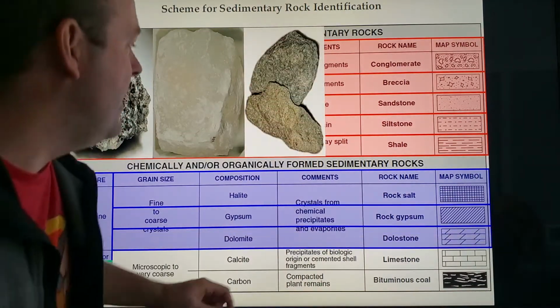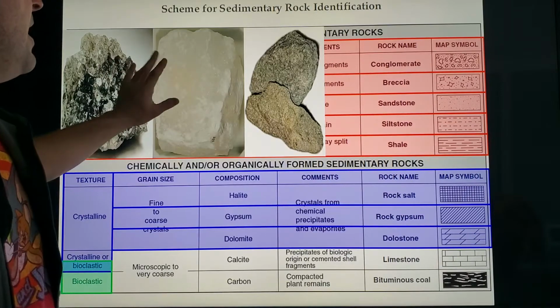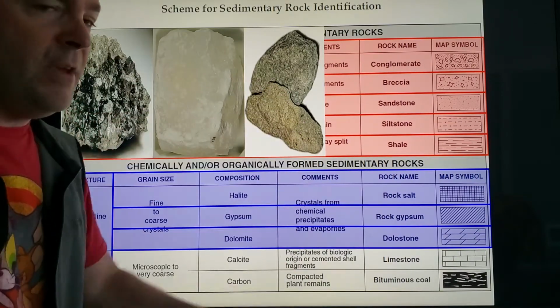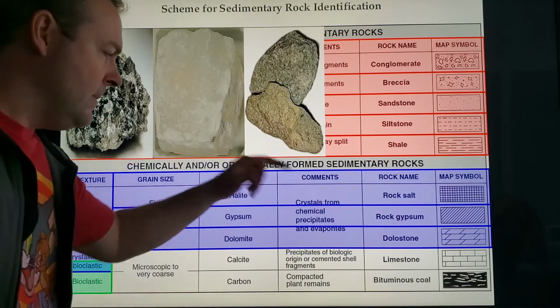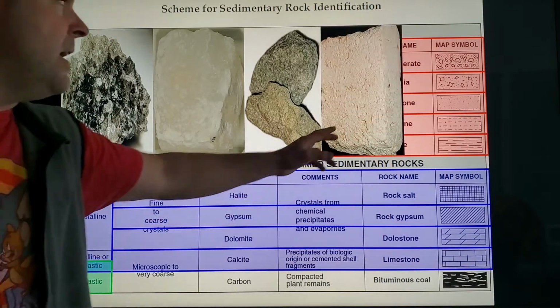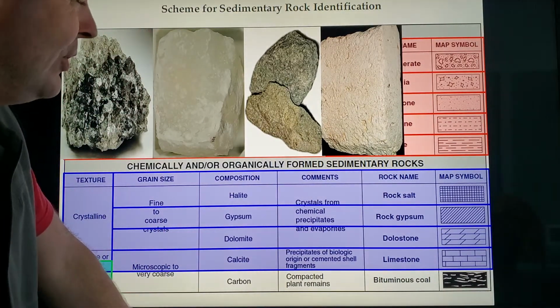Okay? And then, of course, dolostone. So these two definitely you could see are crystalline chemical. That's a little tougher to see. If you had it in your hand, you'd be able to see it better. But these are the crystalline rocks. And now I'm going to keep going down. There's a limestone. That kind of looks like a bone, right? So kind of an organic look to it.